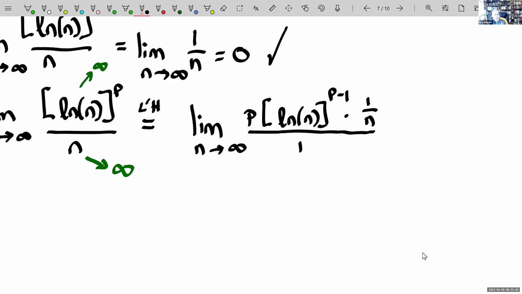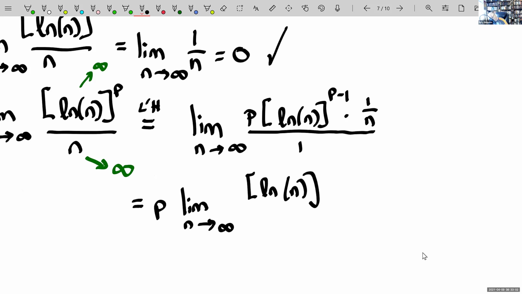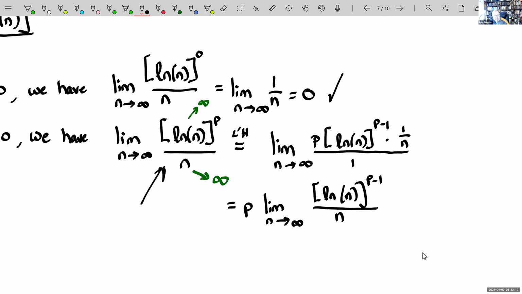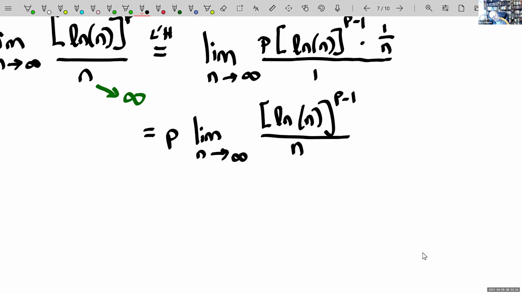Something interesting happens, right? I think this is a fun and interesting problem because this turns into, I'll move the p out front, p times the limit as n goes to infinity of the natural log of n to now the p minus first power all over n. And notice that this is actually the same problem as before. It's just the p minus first power instead of the pth power, right? So again, you would use L'Hopital's rule because it's infinity over infinity.